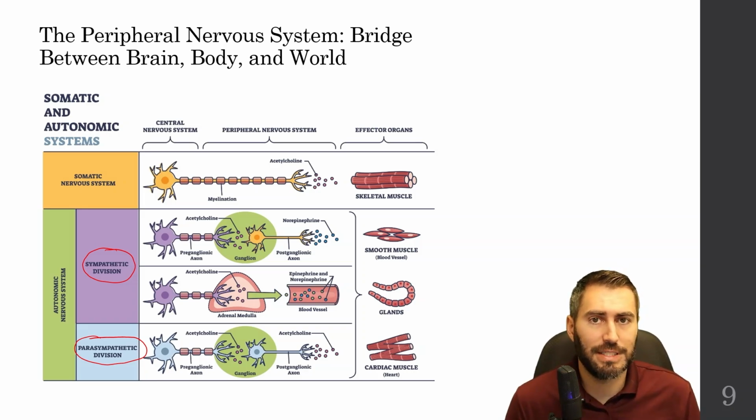So these two things work together to balance us out. When we're in a state of being more active, we might have more activity in our sympathetic division. And when we're in a state of more rest, we might have more activity in our parasympathetic division.